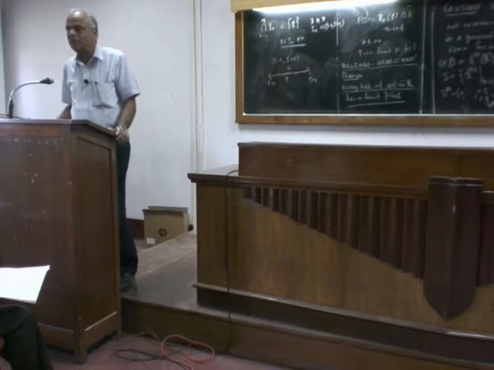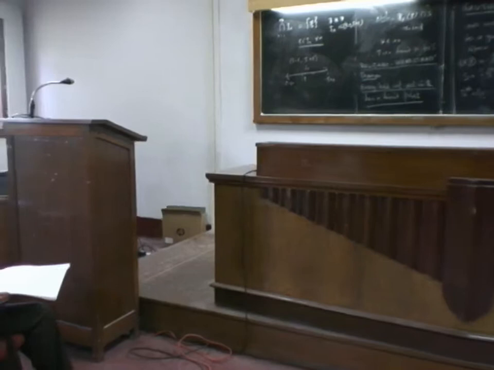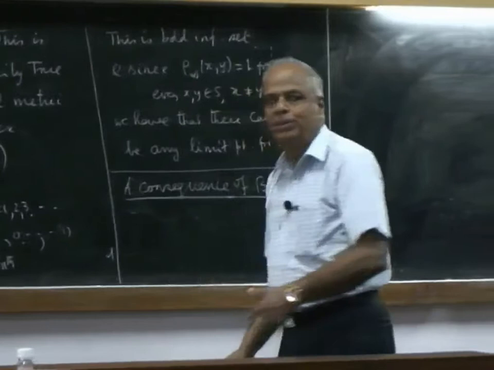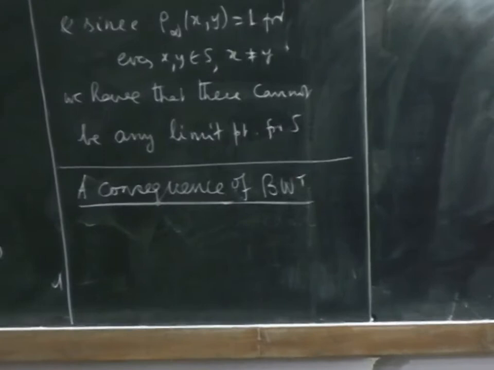So now we are going to look at a generalization, a consequence of the Bolzano-Weierstrass theorem. We are now going to see a consequence of BWT. BWT was got as a consequence of 2a. Now a consequence of BWT is a generalization of 2a.